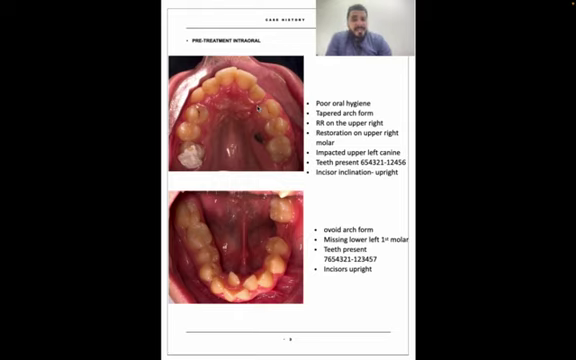Then, why is the canine affected? Because it's the last tooth to erupt in the arch. So for that reason, the canine is the last tooth to erupt, so the canine became impacted. Now, let's go to the lower arch.